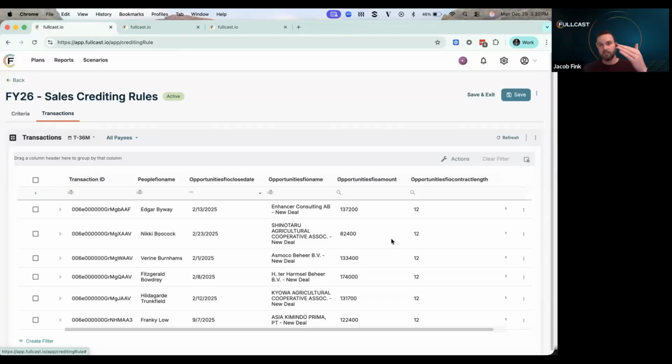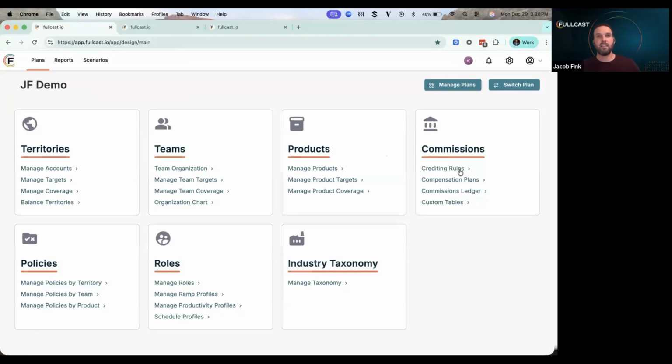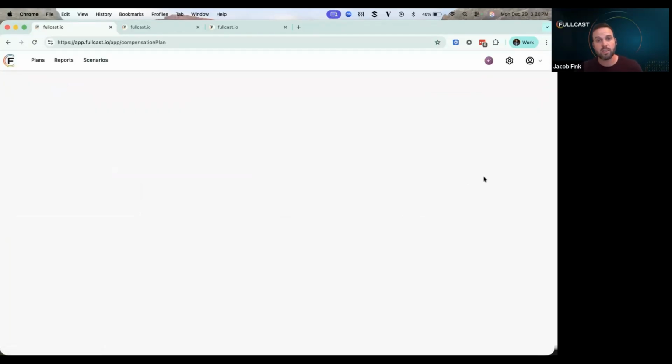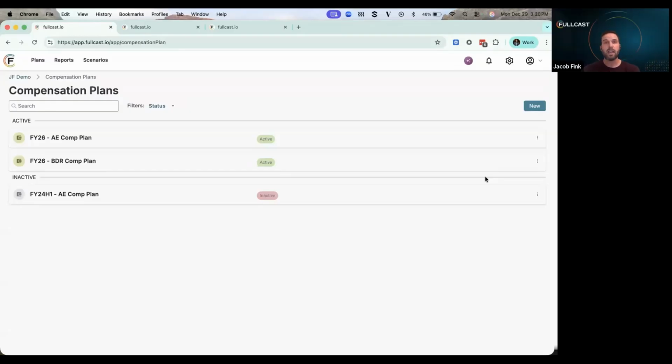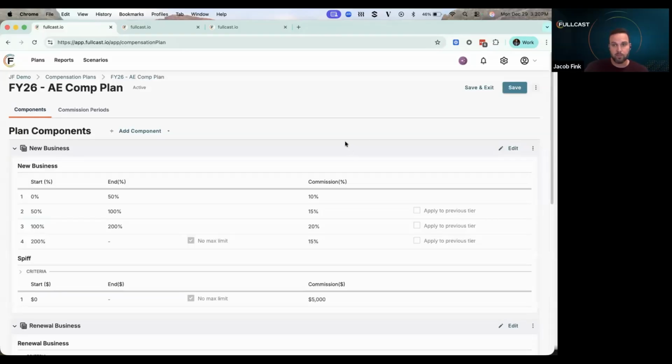We now have a list of transactions along with all the relevant data that are being captured for a specific element of the comp plan. As I back out here, let's look at the next element related to commissions, which is the compensation plan itself. Again, you might have a variety of different comp plans for various roles, various individuals, even within those roles, and you'll be able to map those out within Fullcast Pay. Let's jump into one as an example here, and we'll consider an account executive's comp plan.